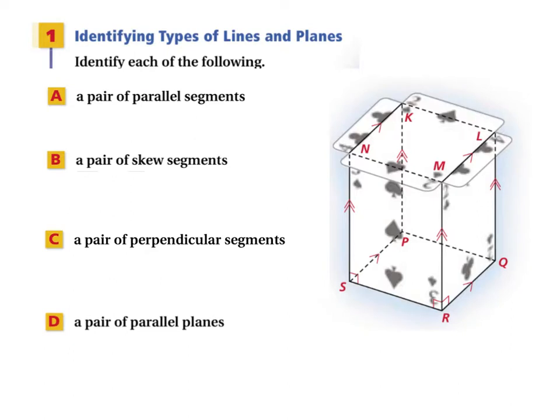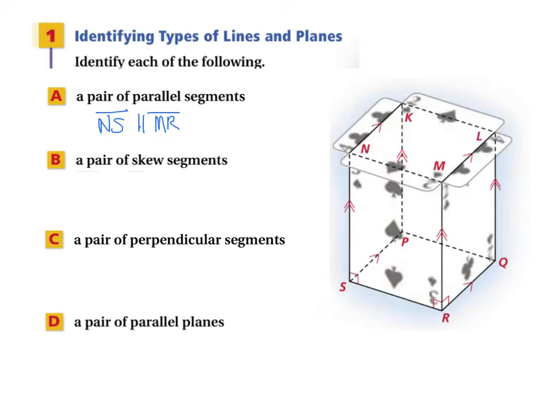So let's look at example number 1. In example number 1, we want to identify each of the following. So if we look at our picture of a house of cards or a deck of cards that's been stacked together, let's start by naming a pair of parallel segments. So if we look at our picture, there are numerous answers you could give me. We could say segment NS is parallel to segment MR. Now we could also say that KN and LM, those segments are parallel. We could say segment KP and segment LQ are parallel. There are numerous answers that we could actually say.